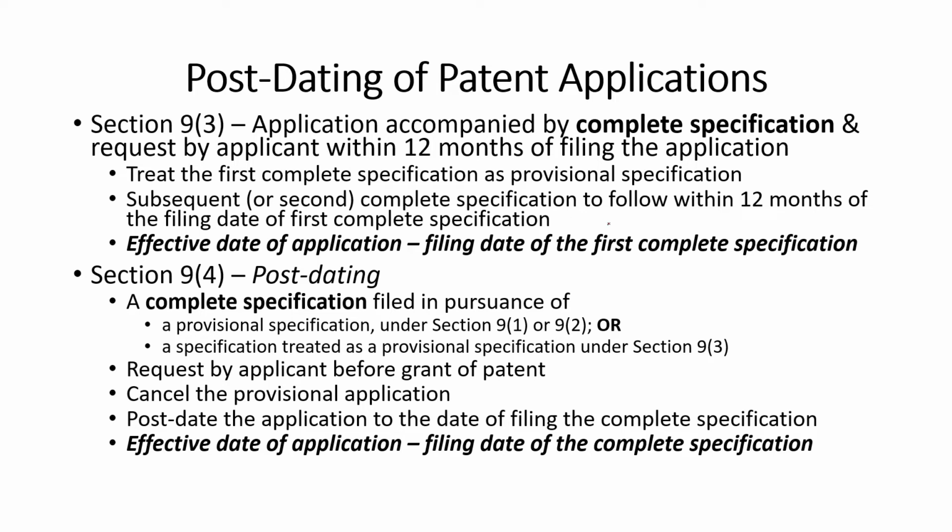So what happens here is, you have filed a provisional specification and then you file a complete specification, maybe under Section 9.1 or Section 9.2 or even Section 9.3. So the applicant can request before the grant of patent that you cancel the provisional specification and post-date the application to the date of filing of the complete specification. So this was the effective filing date of your provisional. Now what you do is, you have cancelled the provisional and you have asked the controller to shift this effective filing date to the date of the filing of the complete specification. So this is how you are post-dating your application to a later date.